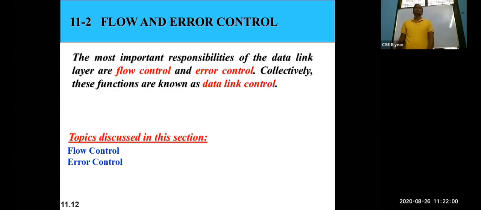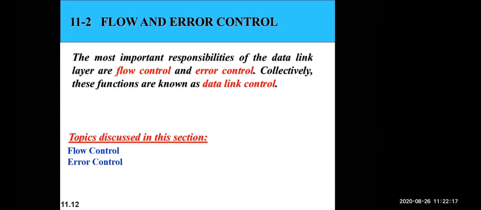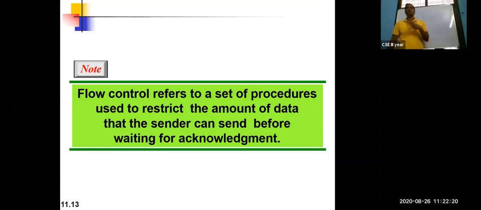The most important responsibilities of the data link layer are flow control and error control. Collectively, these functions are called data link control. So if a question is asked in your examination to write about data link control techniques, you have to write flow control and error control techniques. Now let us quickly see what flow control is and what error control is. Flow control refers to a set of procedures used to restrict the amount of data that a sender can send before waiting for an acknowledgement.